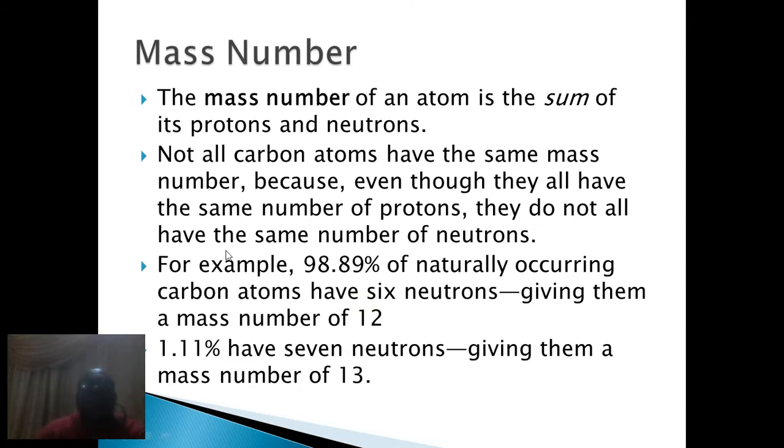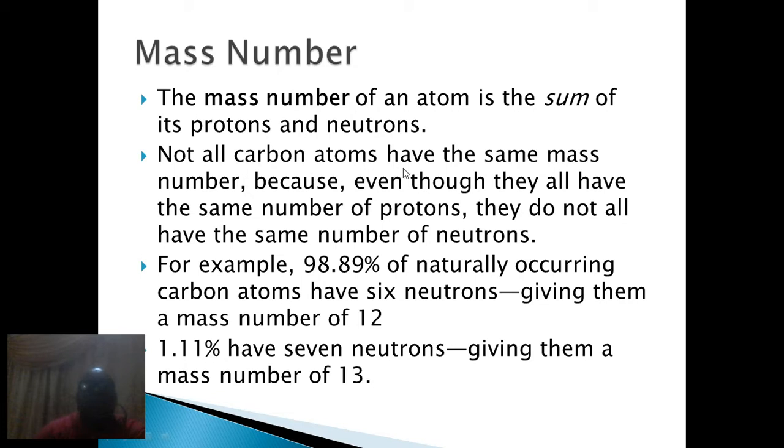Mass number, or atomic mass, if you like. The atomic mass of an atom is the sum of its protons and neutrons. Since protons and neutrons make up the mass of the atom and they reside in the nucleus, the mass number of an atom is the summation of the number of protons and the number of neutrons.